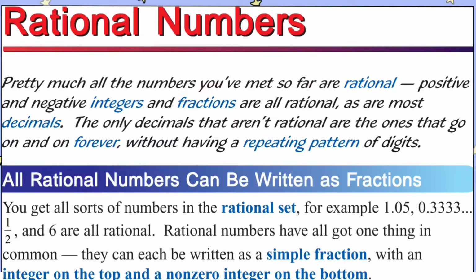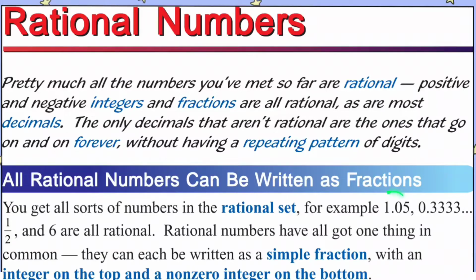Many decimals are rational. The ones that repeat in a pattern and have that pattern go on forever and ever, that's a rational number, because any number that has a repeating pattern, even if it repeats forever to infinity, can be written as a ratio of two integers. So rational numbers come in various forms. They can be written in different ways, but still be rational. So you get all sorts of numbers in the rational set.